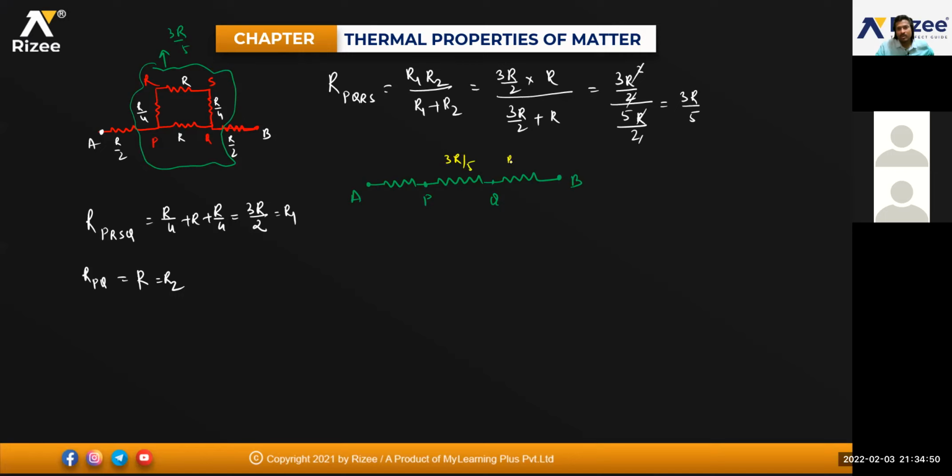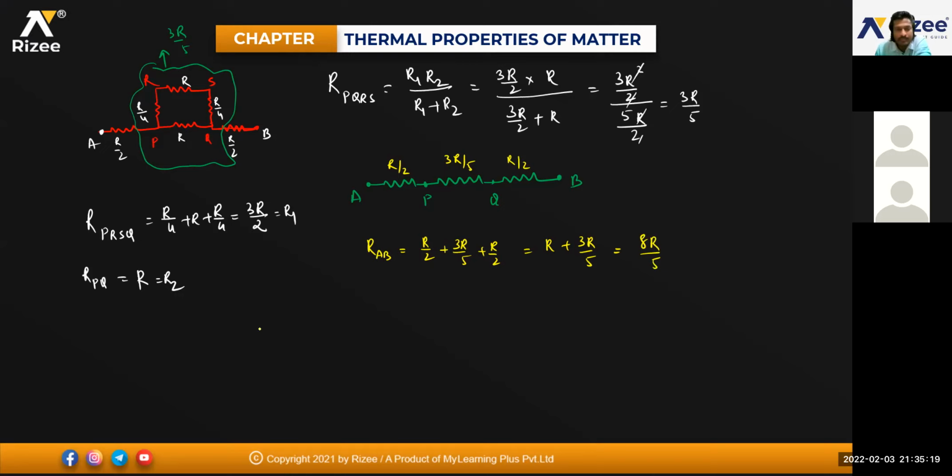This one is how much for me? R by 2. This one is how much for me? R by 2. So resistance across your A and B will be equal to, all of them are in series, R by 2 plus your 3R by 5 plus your R by 2. That is your R plus your 3R divided by 5. See how much I'm getting, beta? 8R divided by 5.